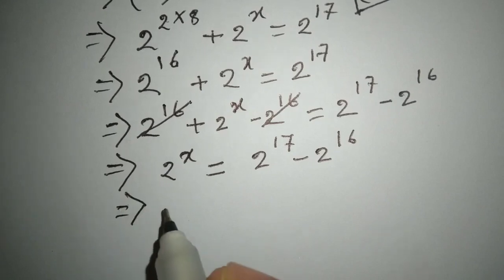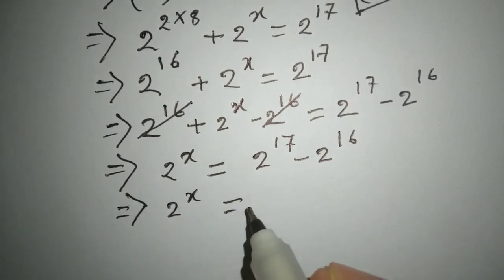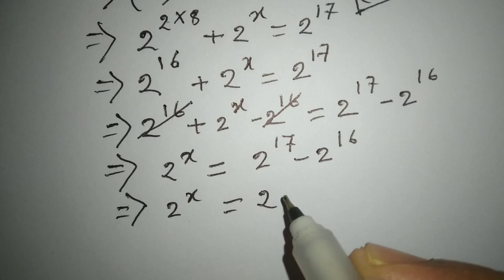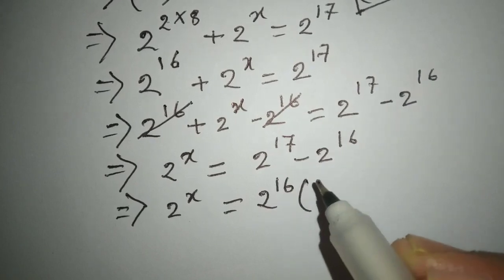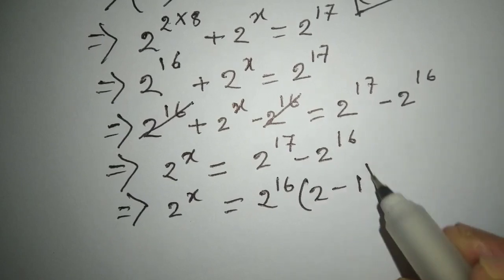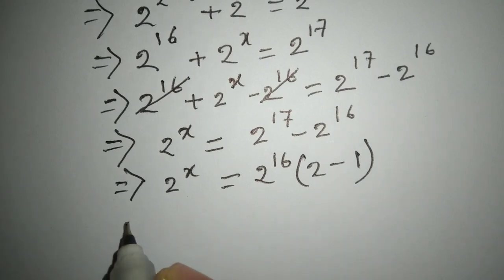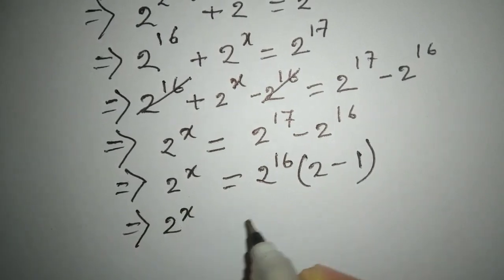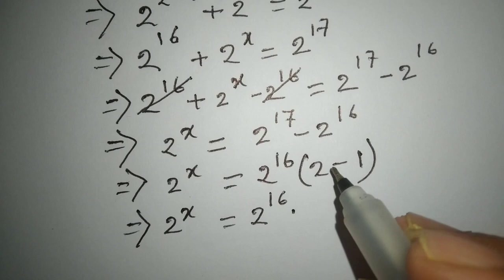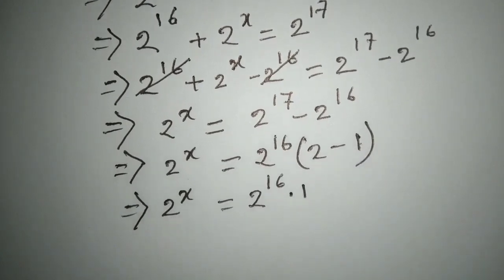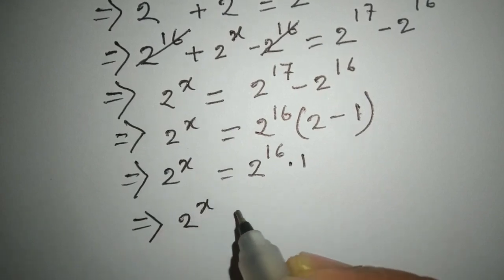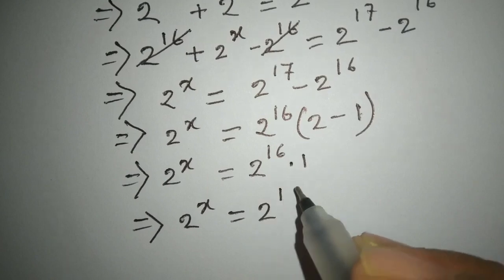Or 2^x equals, from the right side we will take 2^16 common. 2^16 common bracket, here remains 2 minus here remains 1, or 2^x = 2^16 · (2 − 1), and 2 minus 1 is equal to 1, or 2^x = 2^16.